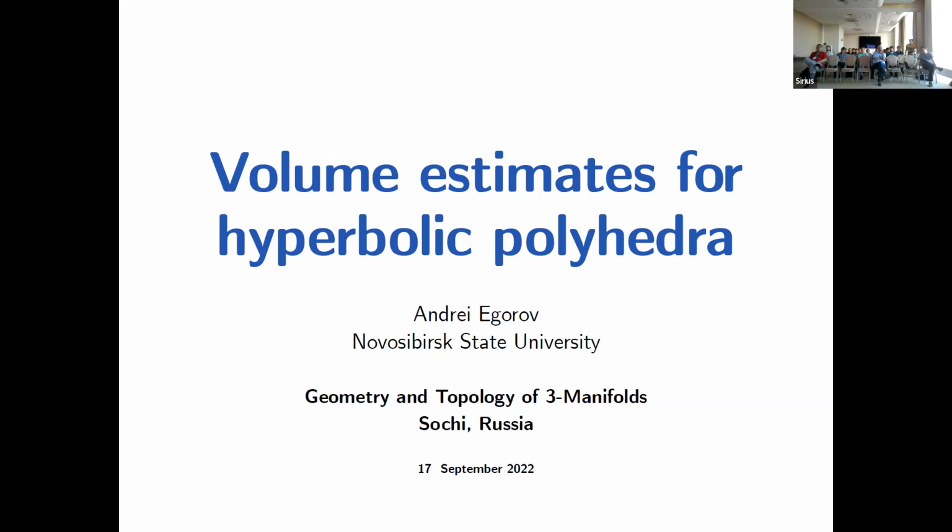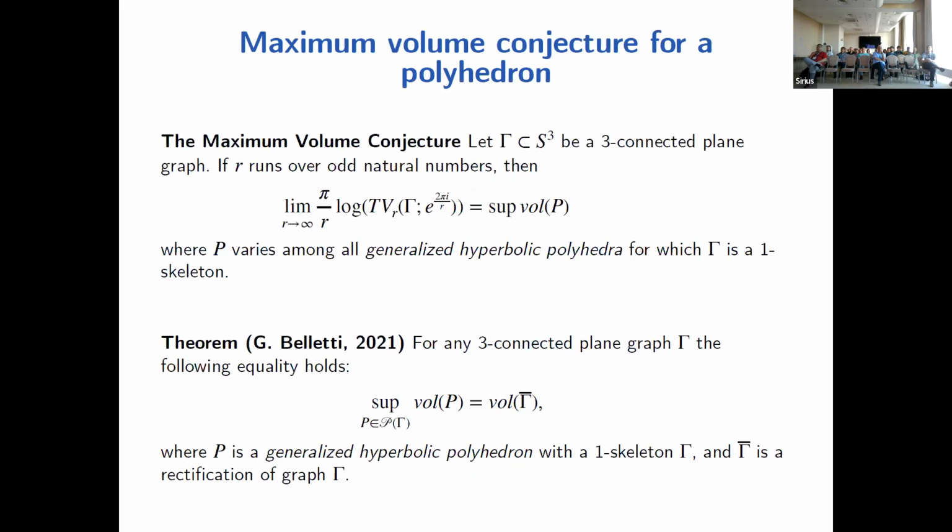Okay. Thank you. The topic of my talk is volume estimates for hyperbolic polyhedra. I'll start by formulating the following conjecture, which is called the maximum volume conjecture. It's analogous to the known volume conjecture. So imagine you have a gamma, which is a 3-connected plane graph, and then the following equality holds.